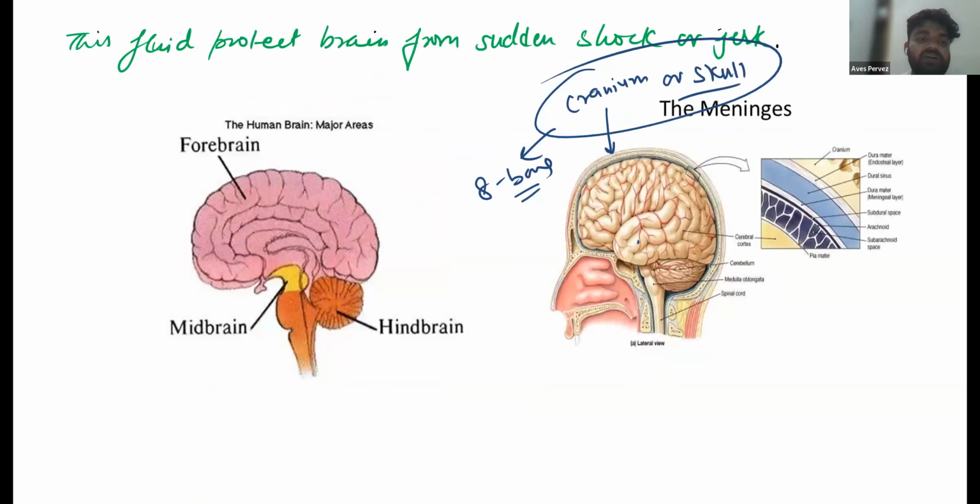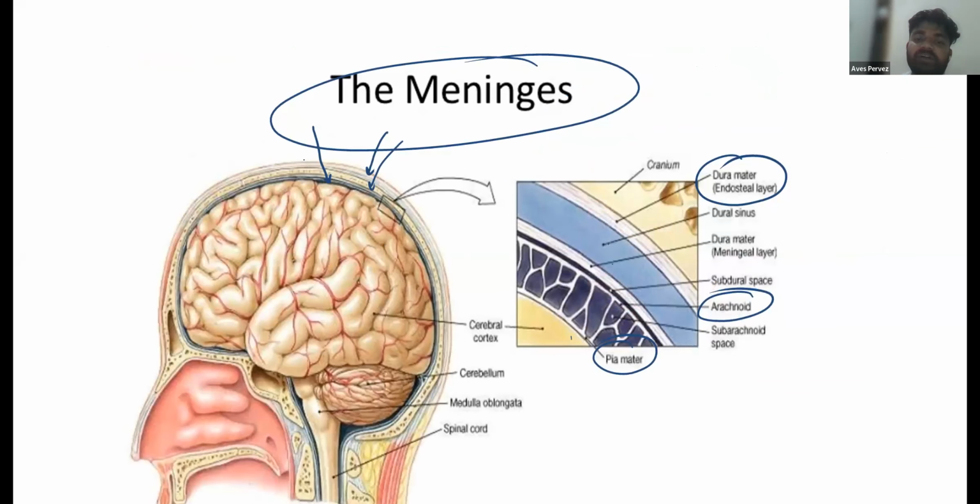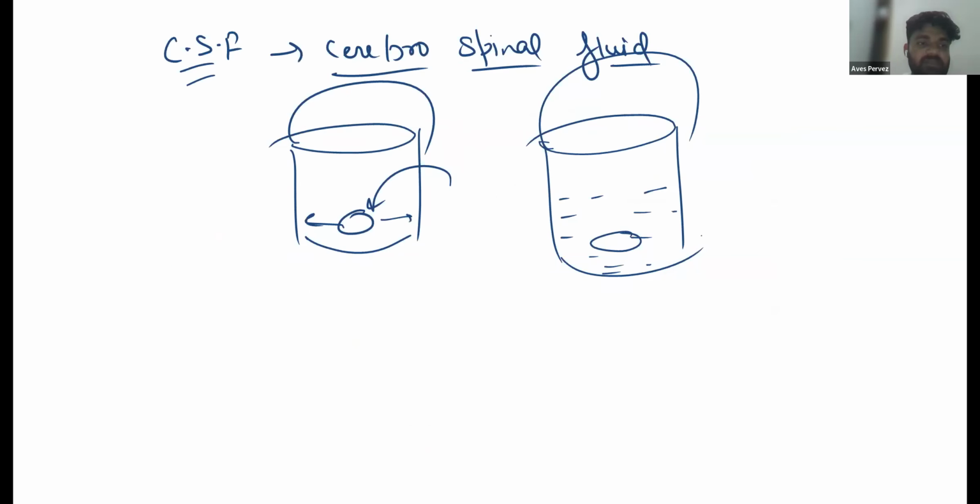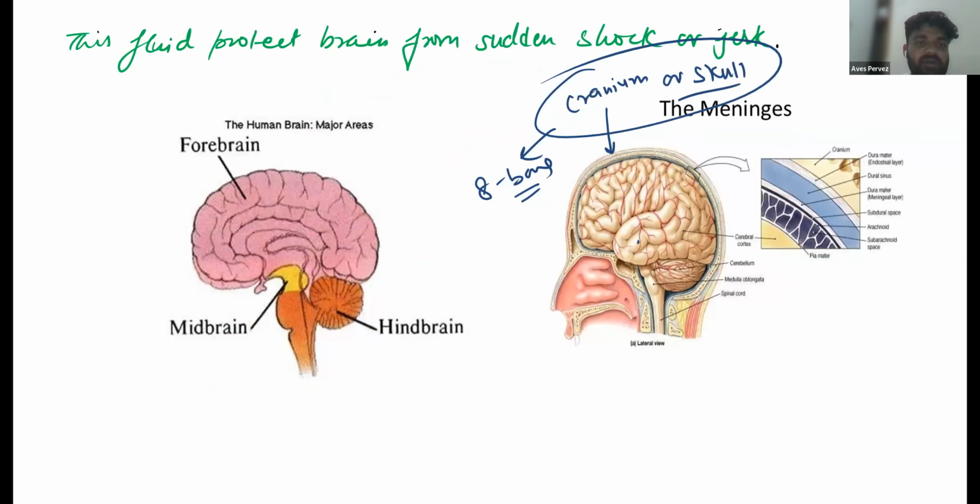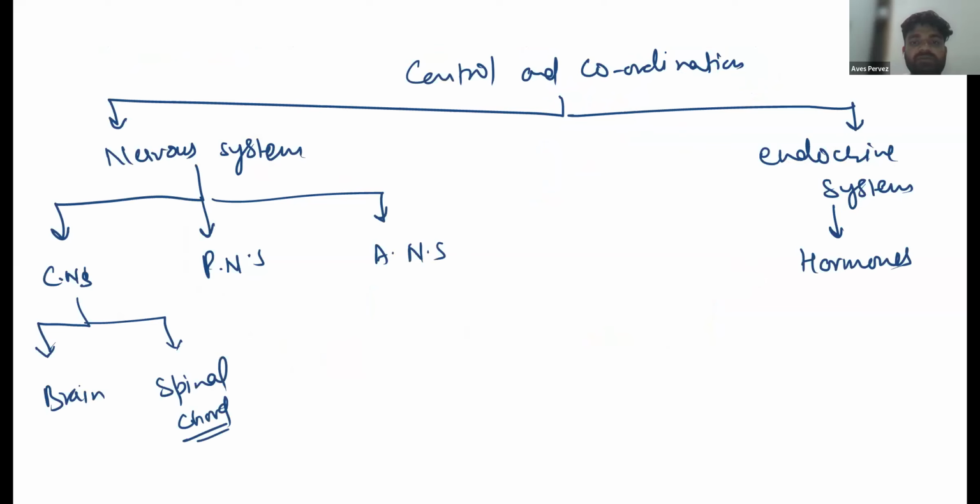So if I ask you how the brain is protected: the brain is protected inside a hard bony cover, the skull called cranium, and this cranium is made up of 3 layers called meninges. The outer layer is called dura mater, the inner layer is called arachnoid, and the innermost layer is called pia mater. We're going to discuss them. And inside this, a specialized fluid is present. That fluid is called CSF. It protects the brain from sudden injuries. Got it? Yes, sir. So, note it down.